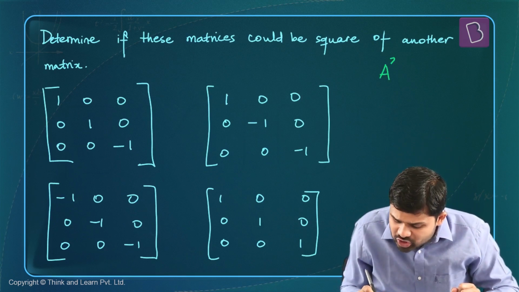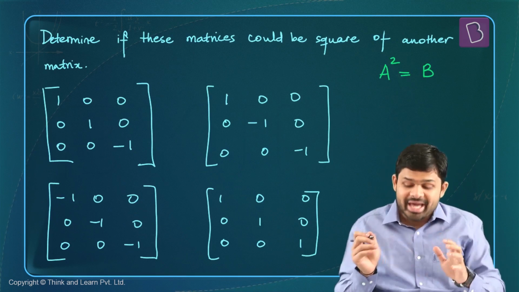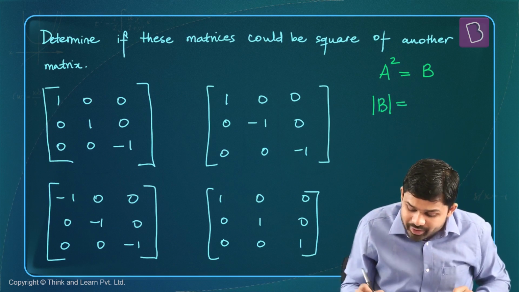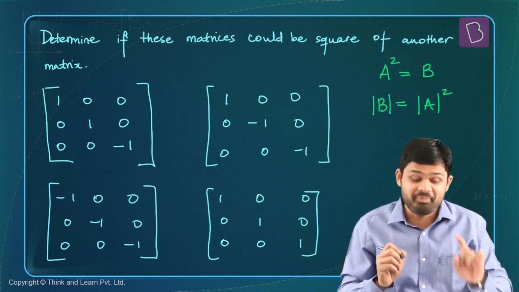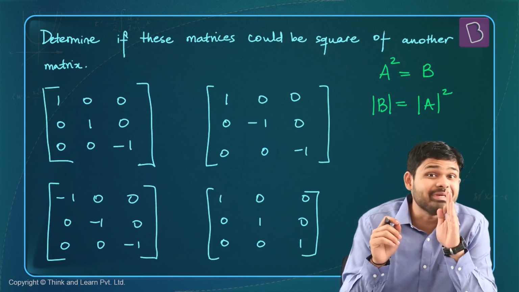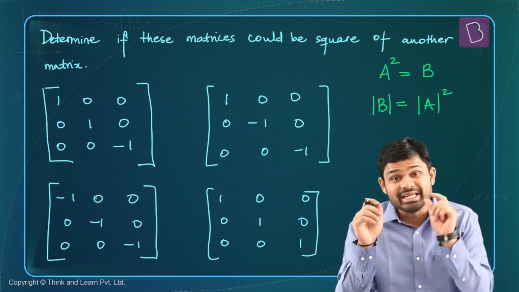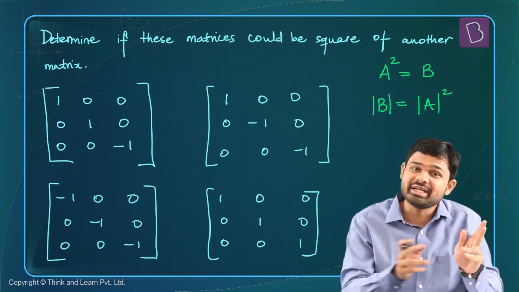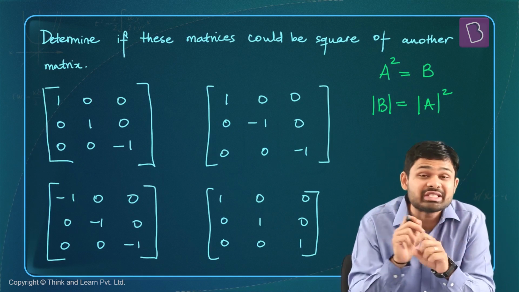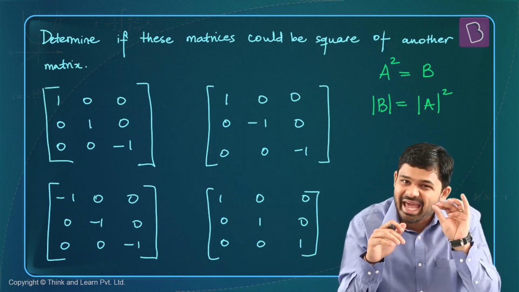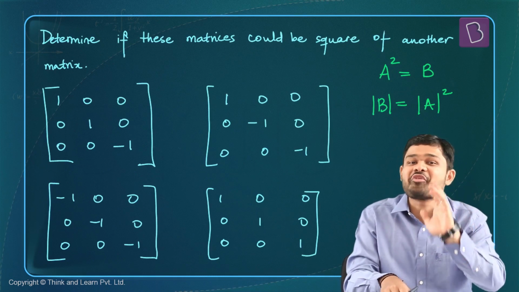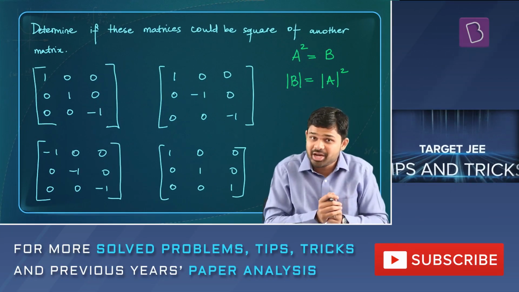Imagine that your A square is some matrix B. Okay, so if A square is the matrix B, then the determinant of B will be the determinant of A whole squared. So for any matrix to be the square of another matrix, its determinant should be the square of the determinant of that matrix, correct? So this means that the determinant of a matrix which is the square of another matrix cannot be negative. So if there is any matrix whose determinant is negative, it clearly means that it is not the square of another matrix. Now let's look at the matrices that we have.